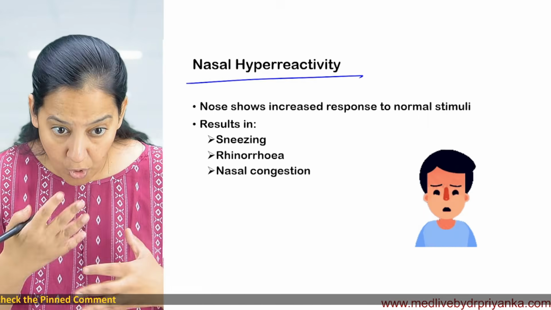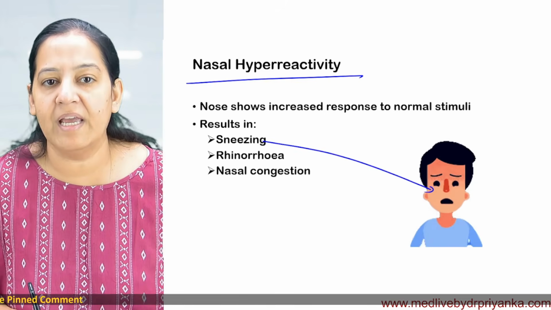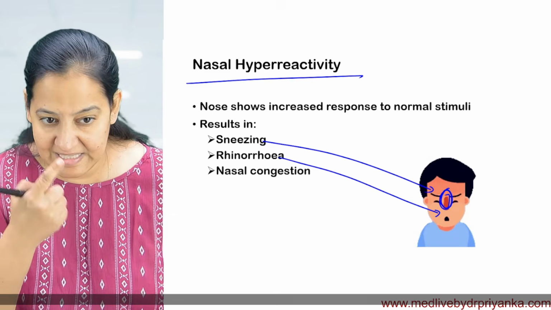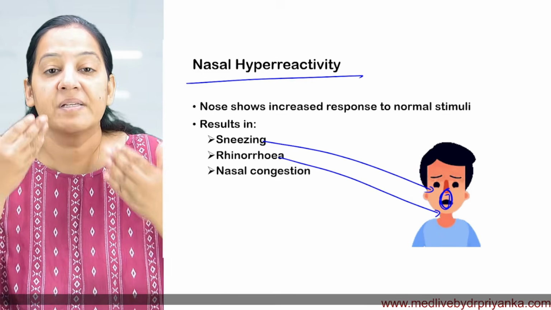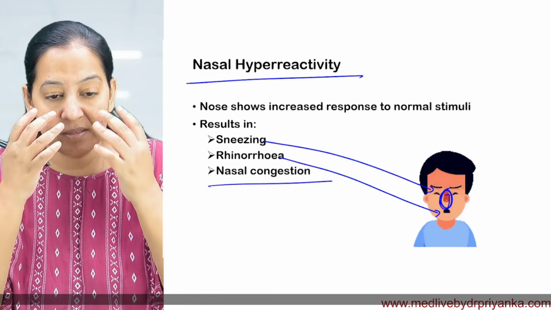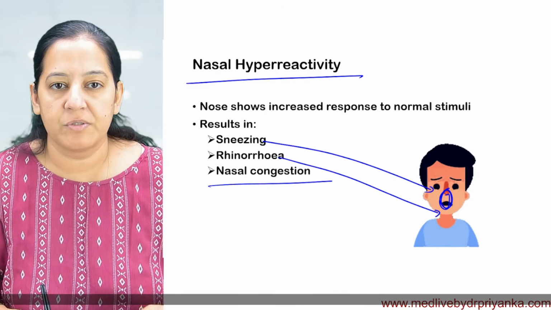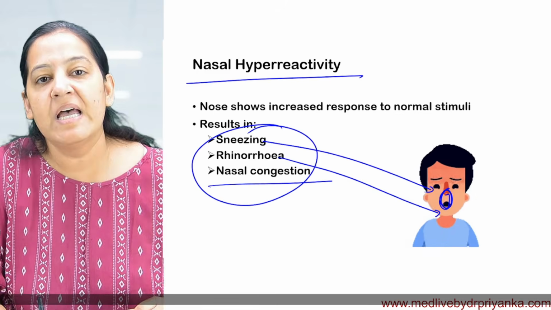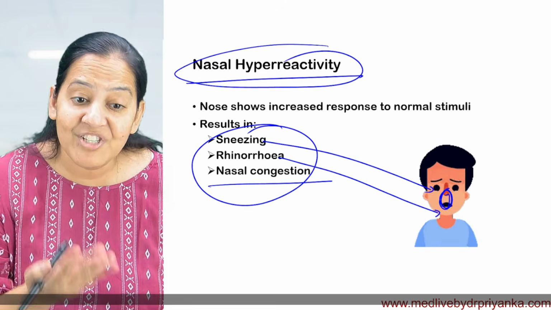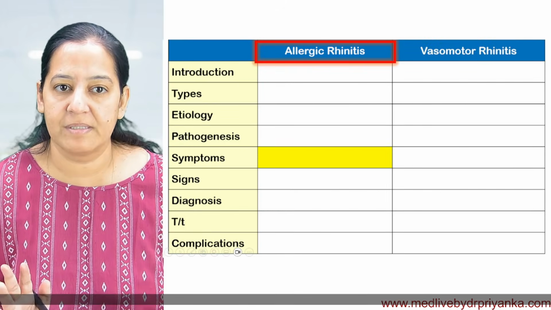Because of all these effects, the person has sneezing, rhinorrhea. Rhinorrhea means runny nose. The person has sneezing, runny nose and nasal congestion. The nasal stuffiness, the nose is blocked, nasal obstruction. So these are the three main symptoms in nasal hypersensitivity. That is the topic I'm teaching you, allergic rhinitis. So this is how it happens.